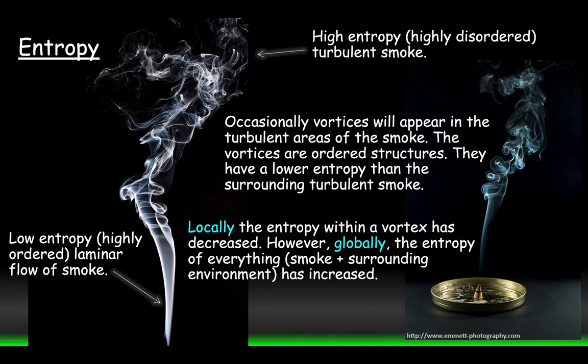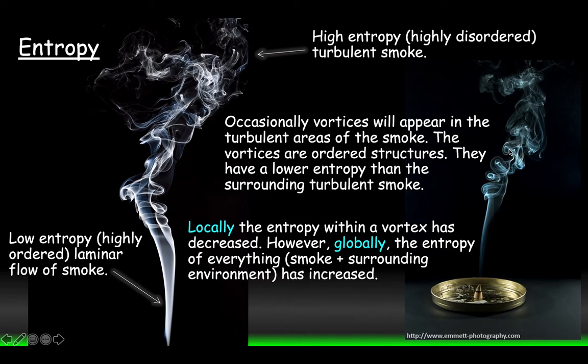What's happening here? Well, it looks like we're temporarily breaking the second law of thermodynamics. When these vortices are created, it looks like we're going from a very turbulent, high entropy state to a low entropy state where we have some motion of the smoke particles that's very ordered. But what's really happening here is that it is true. Locally, within the vortex, you do have a lower entropy than what you previously had. You did form structure out of chaos.